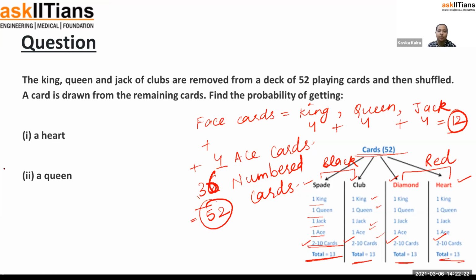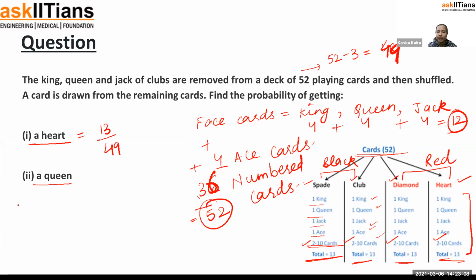Now let's look at the question. King, Queen, and Jack of clubs are removed from a deck of 52 playing cards. So out of 52, they have removed 3 cards. We are left with 49 cards, and then they are shuffled. A card is drawn from the remaining cards. Find the probability of getting a heart. Now, there are 13 hearts in total, so the probability is 13 over 49.